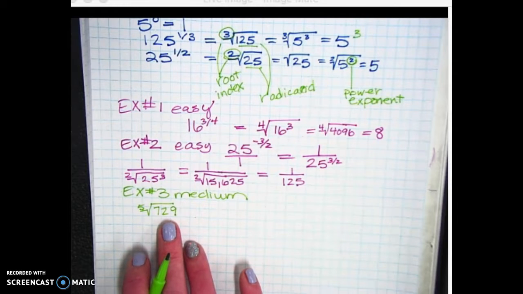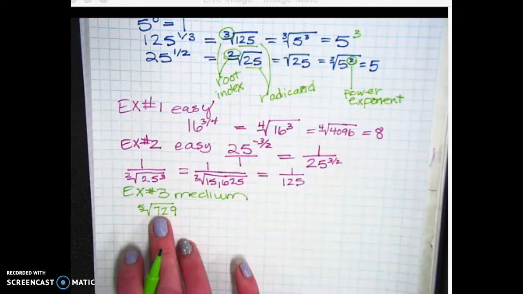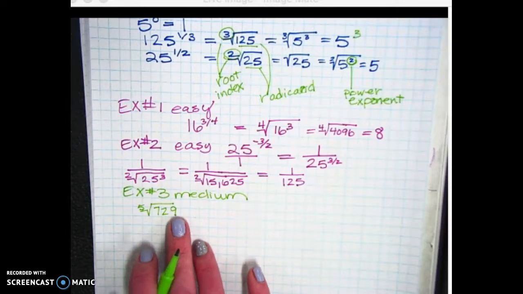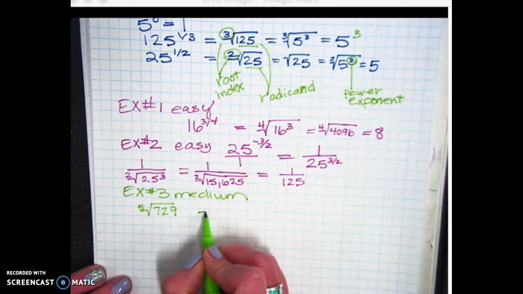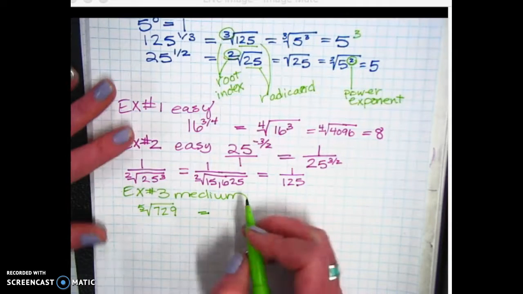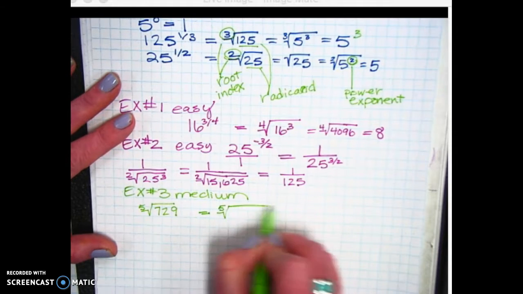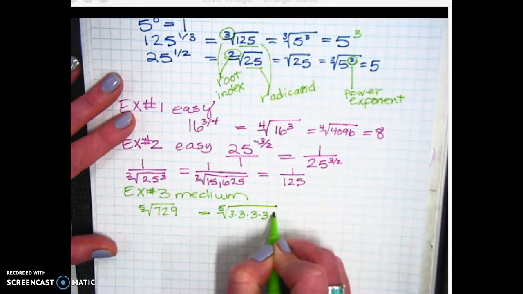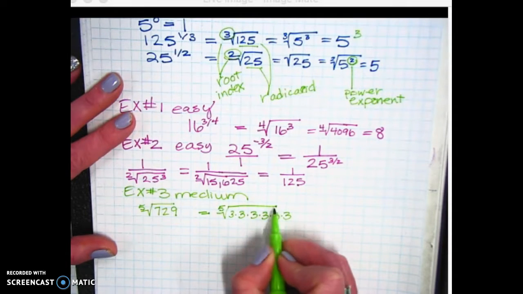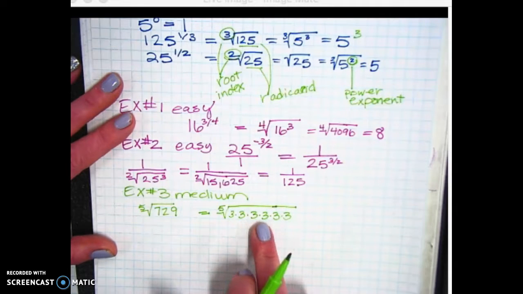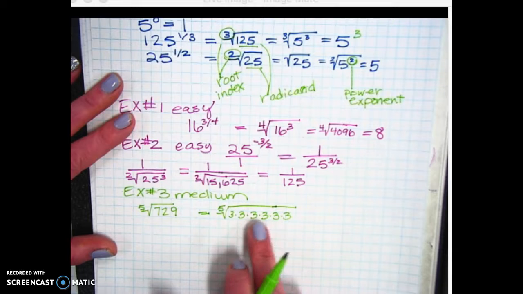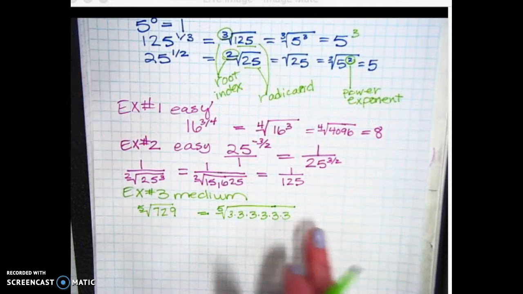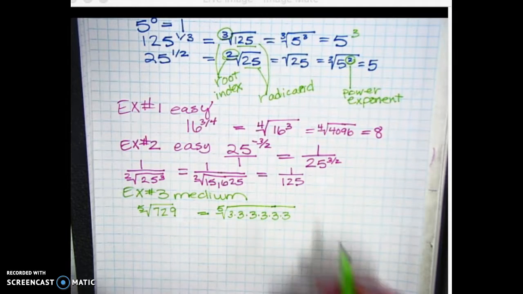What about 3? Is it likely that 3 is a factor of 729? Does anybody know the shortcut to see if 3 is a factor of a larger number? Yeah, so if you add 7 plus 2, you get 9, and then 9 plus 9 is 18. Is 18 divisible by 3? Yes. So we can actually rewrite this as the fifth root of 3 times 3 times 3 times 3 times 3. How many do I got? Times 3. It actually is 6 times. 3, 3, 3, 3, 3, 3. You did the prime factorization. That's what you'd get.